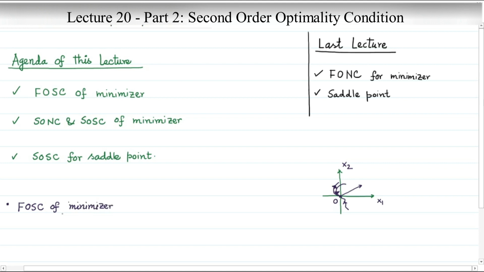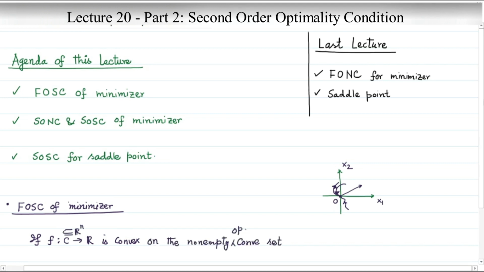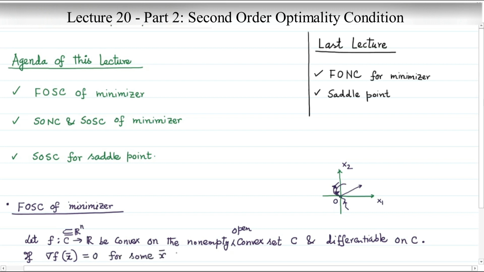It is that if your objective function f is convex, where C is a non-empty open convex subset of the n-dimensional Euclidean space, and we let x bar be a stationary point, that is, the gradient of f at x bar is equal to null, for some x bar belonging to C, then x bar is a global minimizer of f on the set C.